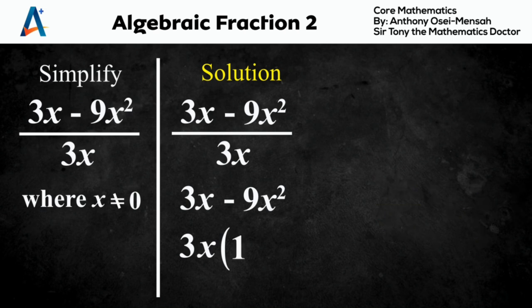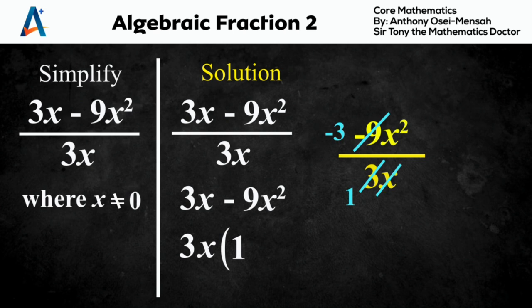Let us now take the next term, which is minus 9x squared. We will use the common factor 3x to divide that term. So we divide it by 3x. Now let's do our divisions. 3 cancels itself, and we divide negative 9 by 3 to get negative 3. Then x divides itself, and dividing x squared by x leaves x. So we have negative 3x as the final answer.